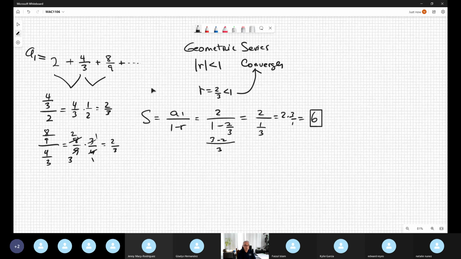If the common ratio is not less than 1, the only thing you should say is diverges. And that's it. The summation is not computed because it blows up to infinity. End of the story.